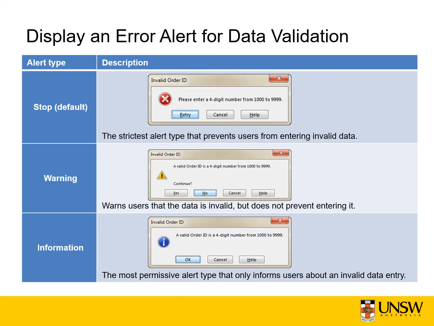There are 3 types of message boxes, including Stop, Warning, and Information, that you can choose as the error alert. Stop is used to prevent users from entering invalid data in a cell, and users can retry but must enter a value that passes data validation. The Warning does nothing to stop invalid data, and it has 3 options. The Yes option accepts invalid data, the No option is used to edit data, and Cancel removes the invalid data. And finally, Information just informs users that the entered data is invalid.